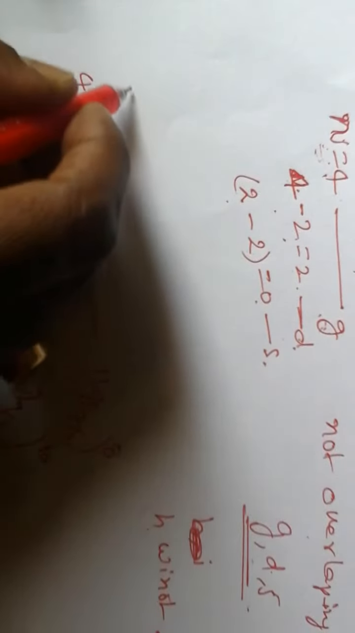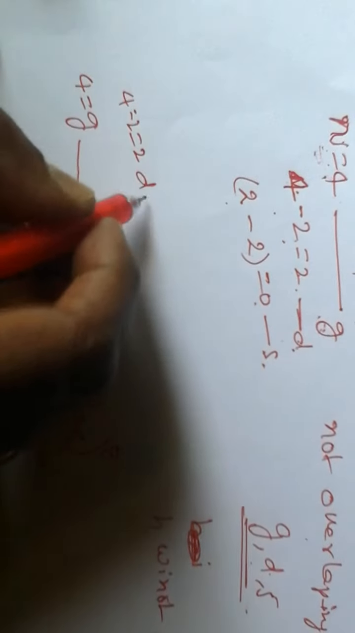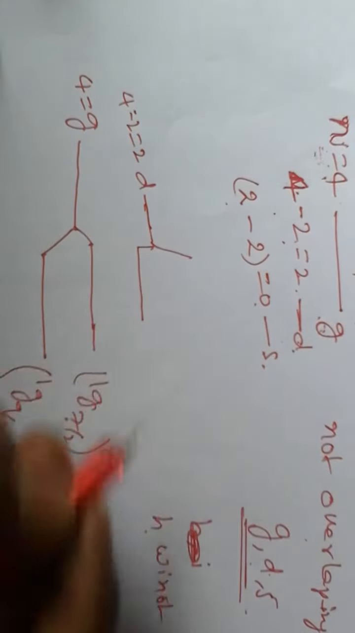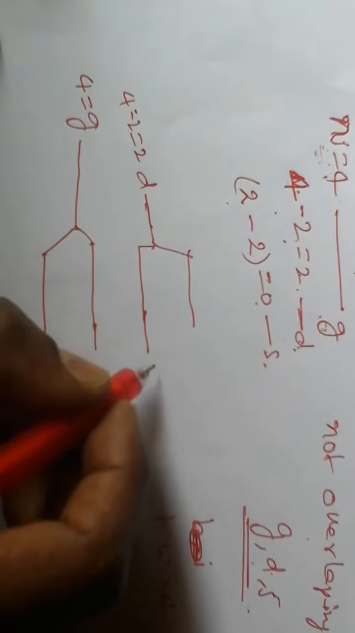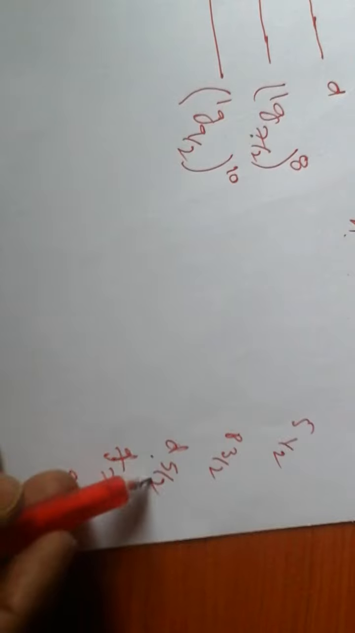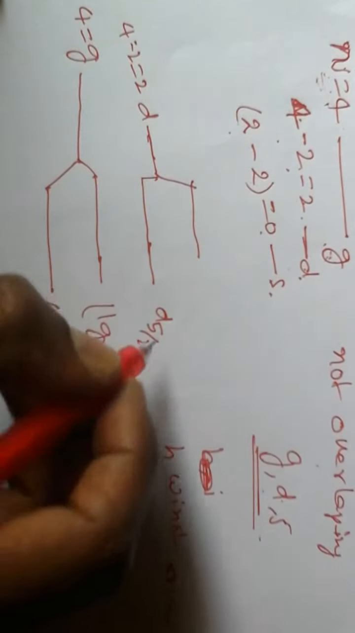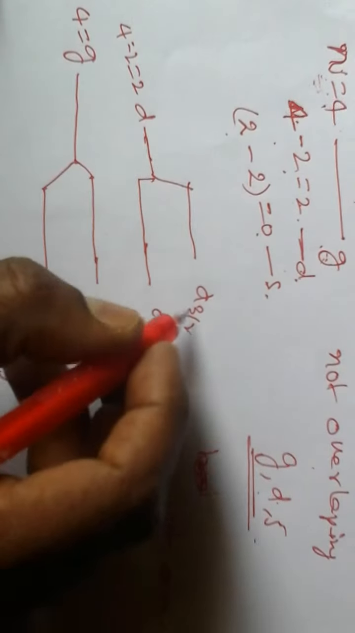So next orbit is D. So 4 minus 2 is equal to 2, which is D. It is also not getting overlap, like this. D starts from where? 5 by 2. So 5 by 2, it will be D 3 by 2. Why? Because 5 by 2 minus 1 gives 3 by 2.